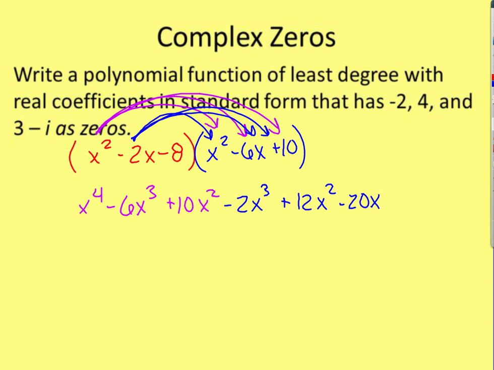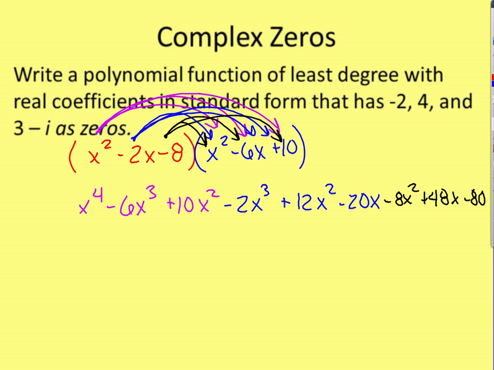Now we're going to distribute that negative 8. So negative 8 times x squared gives me a negative 8x squared. Negative 8 times negative 6 is a positive 48x. Negative 8 times 10 is a negative 80. Now we just need to combine like terms.